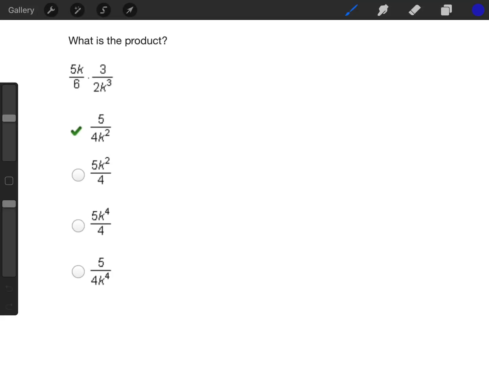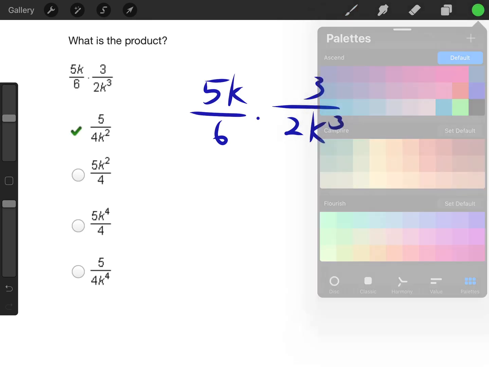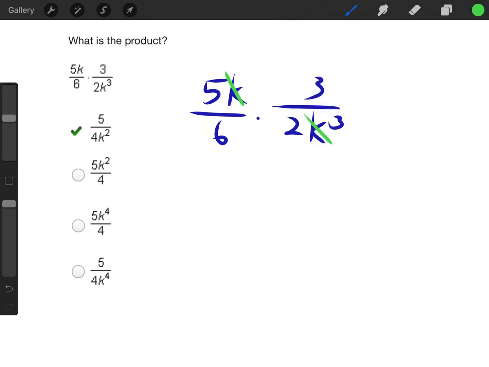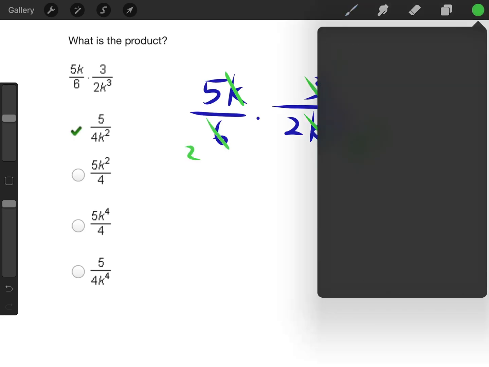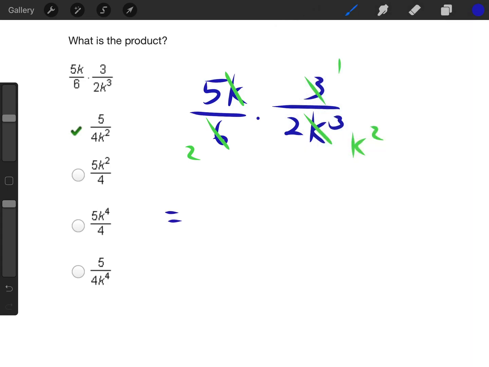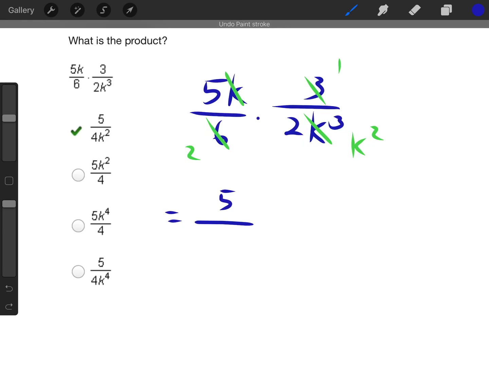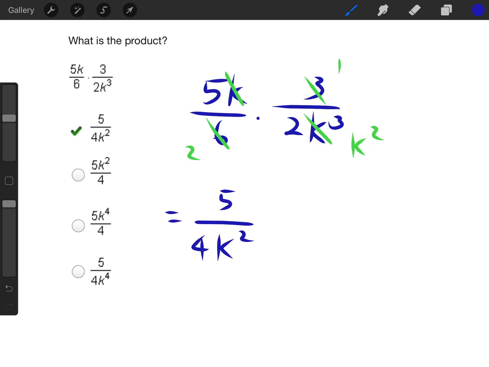Okay, let's write this a little bigger. Let's cancel out the k and k cubed. That left you with k squared. Simplify the 6 and 3, so that's 1 and 2. Now you can just multiply across. That's just going to be 5 over 2 times 2. Sorry, 4k squared.